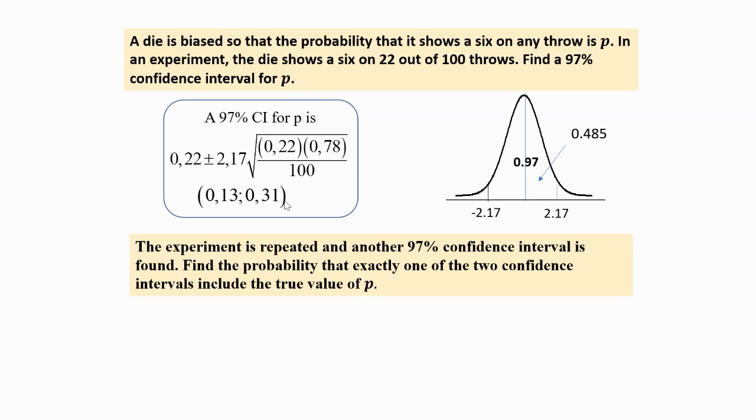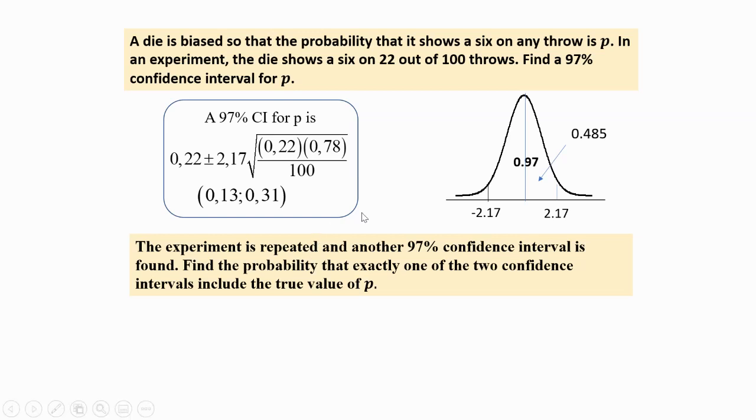Okay, so the second question goes, the experiment is repeated, and another 97% confidence interval is found. All right. Find the probability that exactly one of the two confidence intervals includes the true value of p. Okay, so basically what we've just worked out here is that there is a 97% chance that the true value of p falls between these two values over here. So what is our solution is, if we do another 97% confidence interval, there's a 3% chance that it doesn't fall within that. All right.